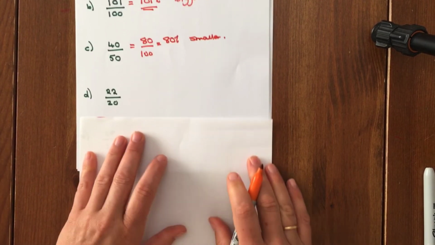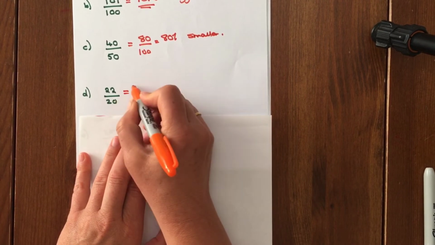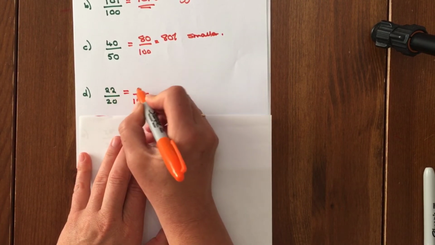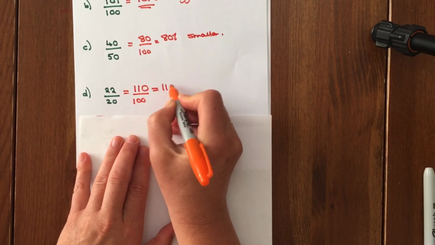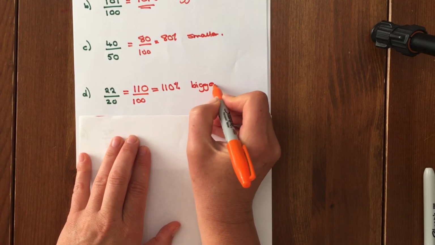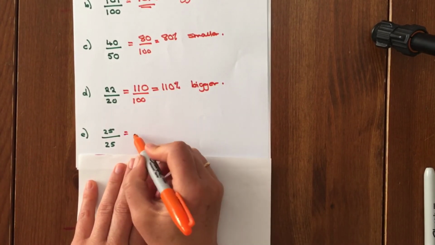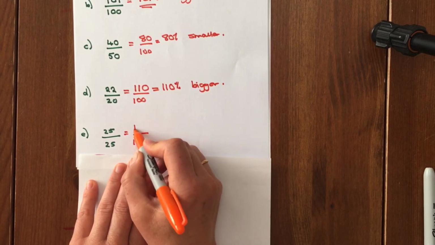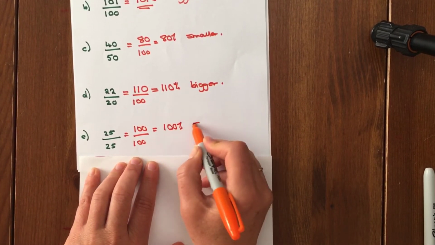This one here, 22 out of 20, if I change it to be out of 100, times top and bottom by 5, 22 times 5 is 110, so I've got 110%, so this is bigger than 100%. And the last one, if I change it to be out of 100, times top and bottom by 4, so I get exactly the same, 100%.